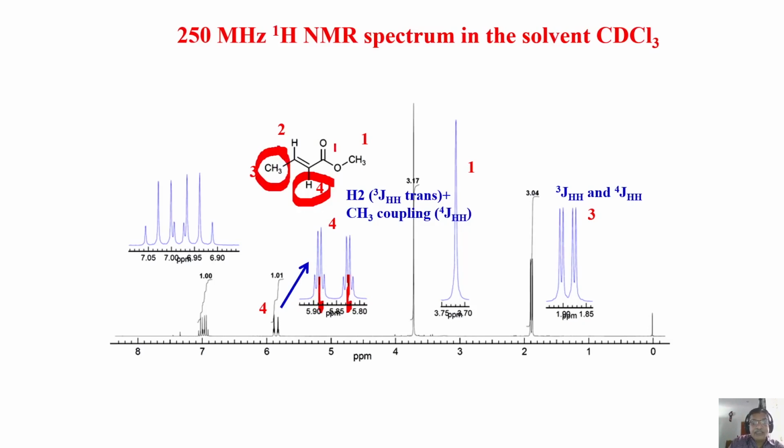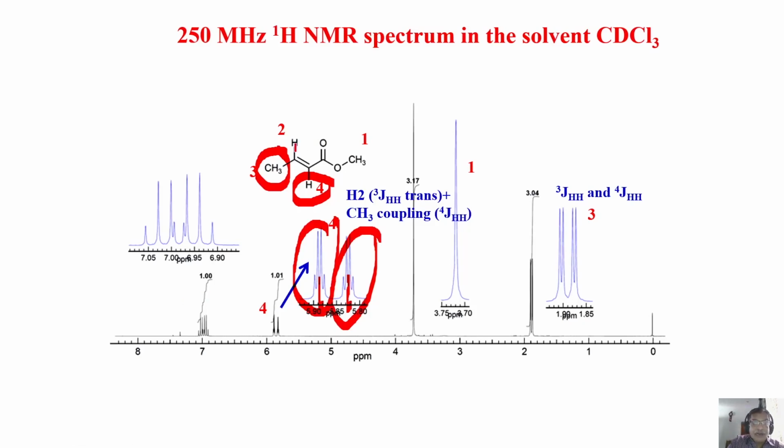So first it is going to be a doublet because of this, which is quite large coupling, and each line of the doublet is a quartet. Understand? Each line of the doublet becomes a quartet. As a consequence, it is going to be a doublet of quartets. You understand? This is going to be a doublet of quartets.